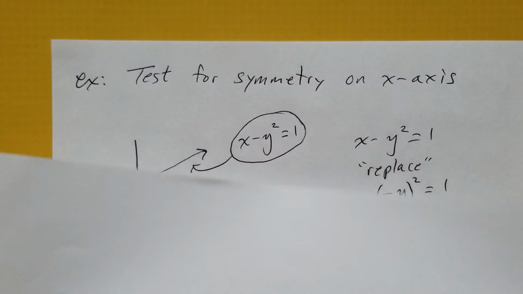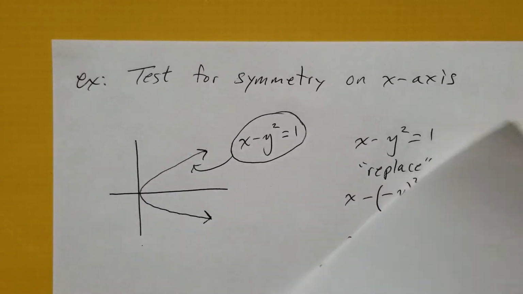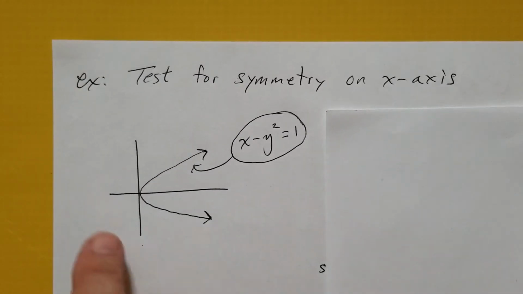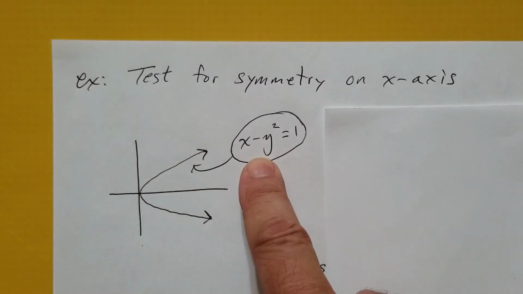So we want to test for symmetry on the x-axis. Okay, so here's my graph. Yep, it looks symmetrical, but is it really? Let's test it. Here's the equation.